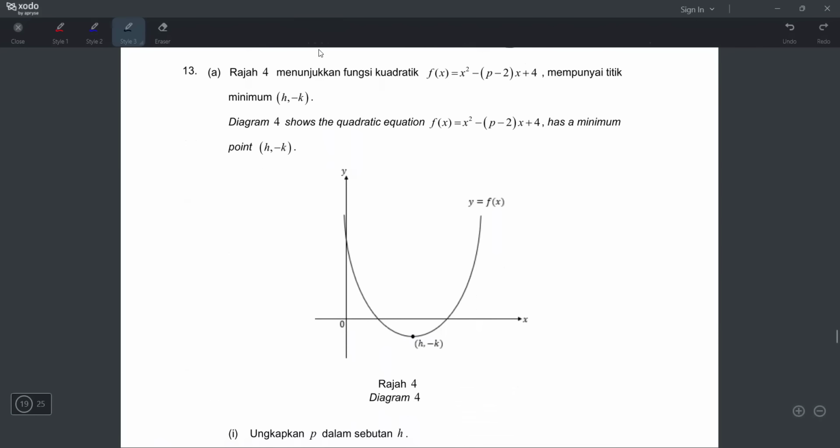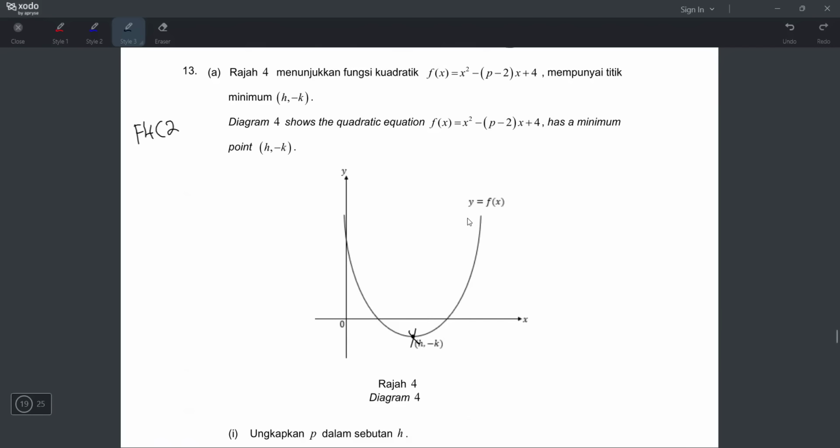Okay, 13. What chapter? I look at this graph, I know it is Form 4 chapter 2, the quadratic function chapter. Okay, diagram 4 shows the quadratic equation fx equals x squared minus p minus 2x plus 4, and it has a minimum value, minimum point, sorry, h negative k. So yeah, they label for me already, and the equation is this.